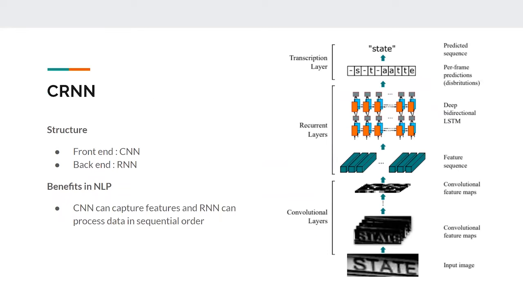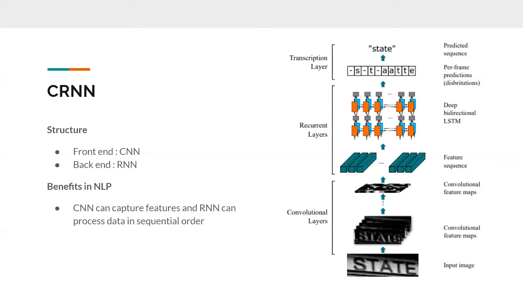CNN-RNN, on the other hand, as you can infer from its name, is a mixture of CNN and RNN. Usually the structure involves a front end as CNN and a back end as RNN. It is widely known that the benefit in the NLP field is that CNN can capture features and RNN can process data in sequential order. As you can see in this figure, if you have this photo of text, CNN can change it into text data, and the RNN can process the text data and give you the results you want. However, in our project, we will not involve photos and converting photos into text data.